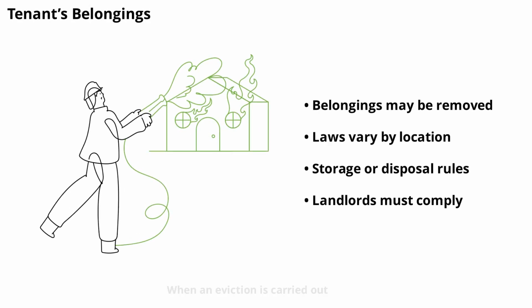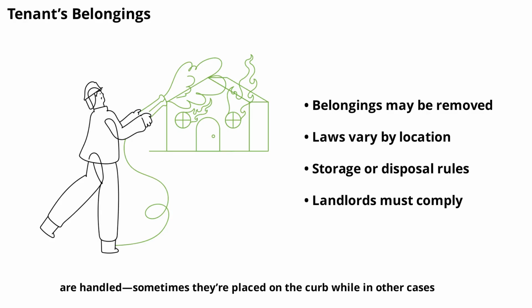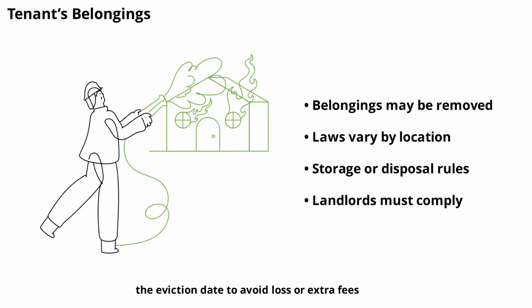When an eviction is carried out, the tenant's belongings may be removed from the property. Local laws determine how these items are handled. Sometimes they're placed on the curb, while in other cases, they're stored for a period before disposal. Tenants should try to remove their possessions before the eviction date to avoid loss or extra fees. Landlords must follow the law when handling tenant property to avoid legal issues.